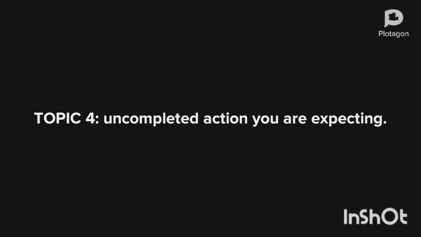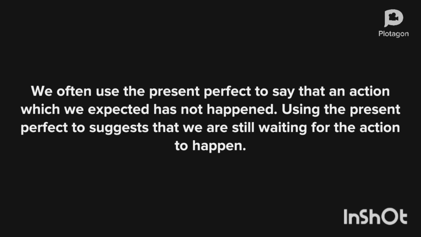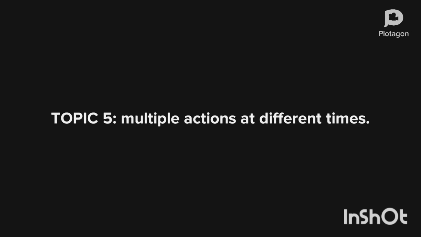Topic 4. Uncompleted action you are expecting. We often use the present perfect to say that an action which we expected has not happened. Using the present perfect suggests that we are still waiting for the action to happen. Example: Bill has still not arrived. The rain hasn't stopped.